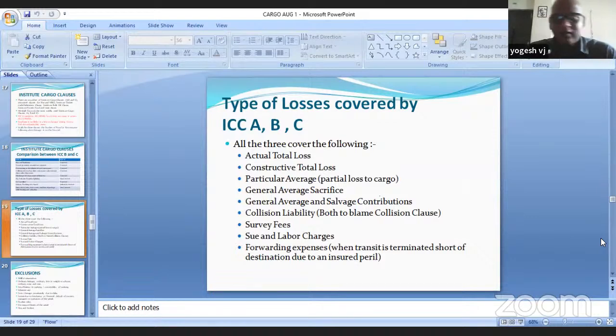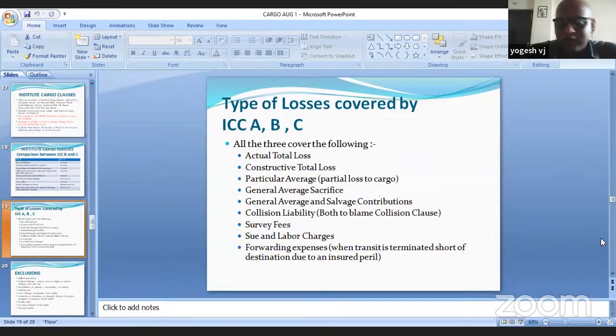SRCC coverage is taken. Yes, it has to be taken. Strikes, riots and civil commotion can be taken. Otherwise, ICC A covers it. Don't worry, ICC A covers it. Piracy is covered. Your hijacking is covered. Your barratry is covered.